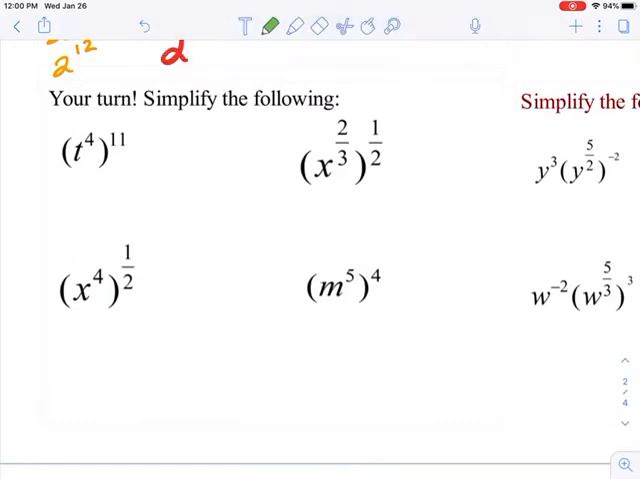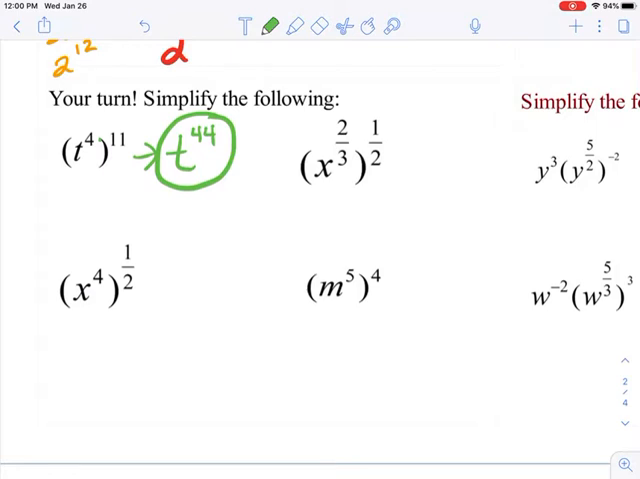All right, hopefully you had time to try these. So if I'm looking at the first one, power to power, that means I have to multiply my exponents. So you should have gotten t to the 44th power. Looking at the next one.